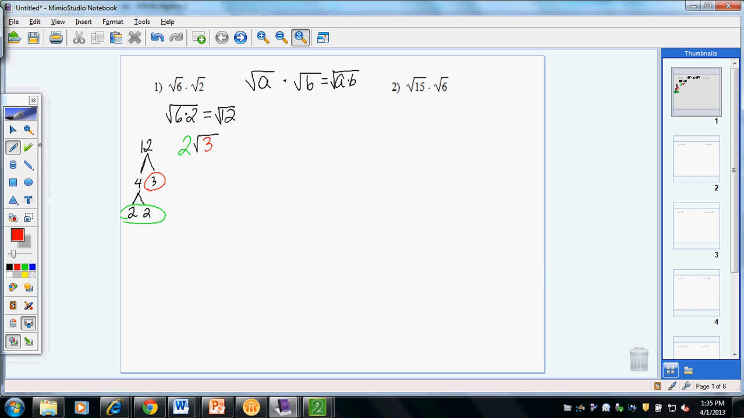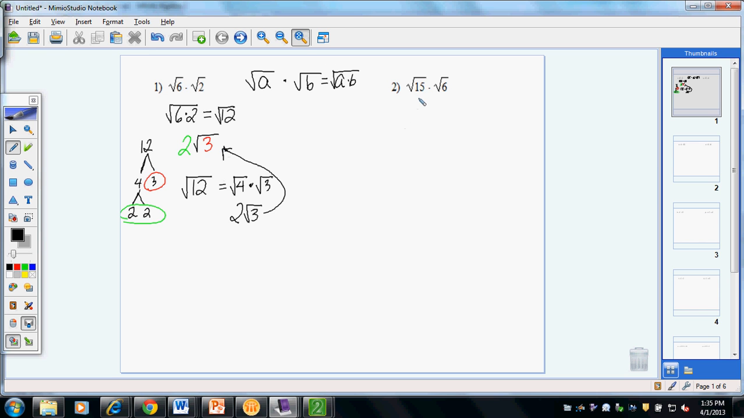Now again, I also want you to keep in mind that the square root of 12, by using this rule right here, is the same thing as saying the square root of 4 times the square root of 3. And we know that the square root of 4 does in fact have a perfect square, which is 2. So we have 2 square root 3, which is in fact the same answer that we had over here. Okay, so let's go ahead and do this.